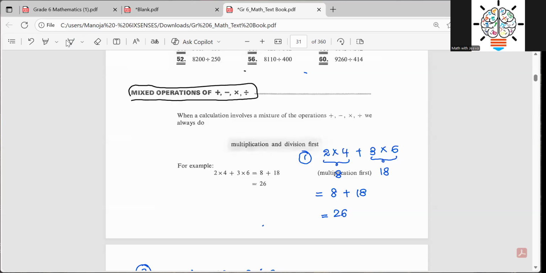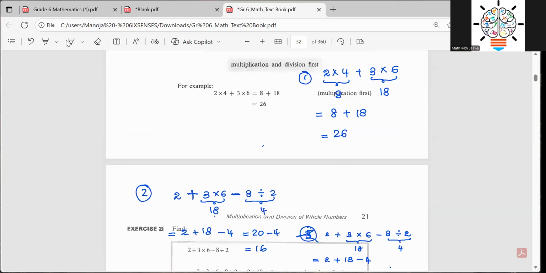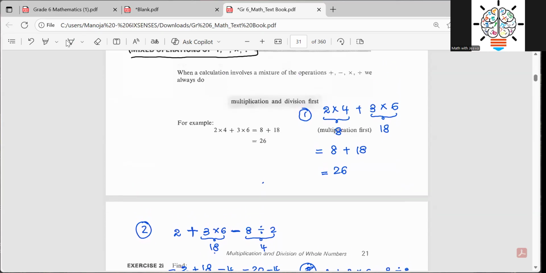Okay, so then here first you multiply 2 and 4, it gives you the answer 8. Then you multiply 3 and 6, it gives you the answer 18. Then you add this 8 and 18, right? We will move to the next one. You just see this question.